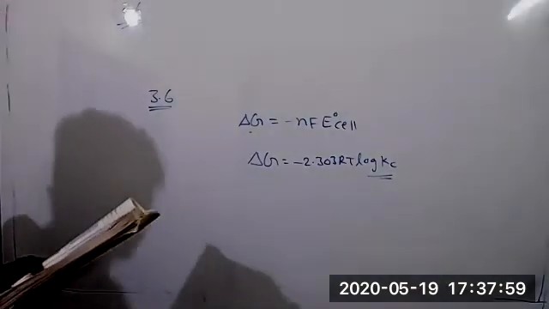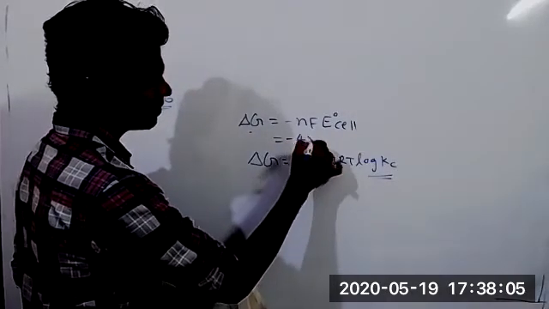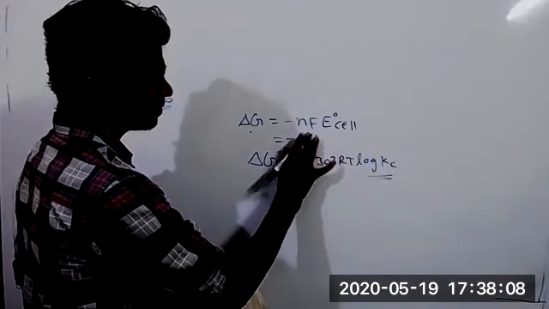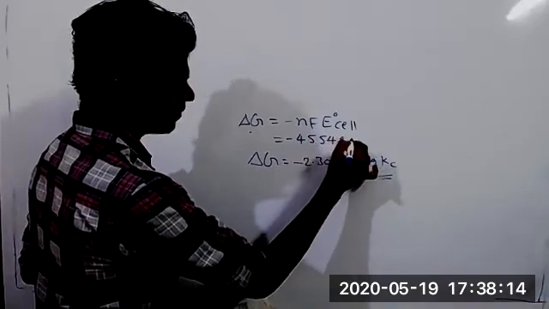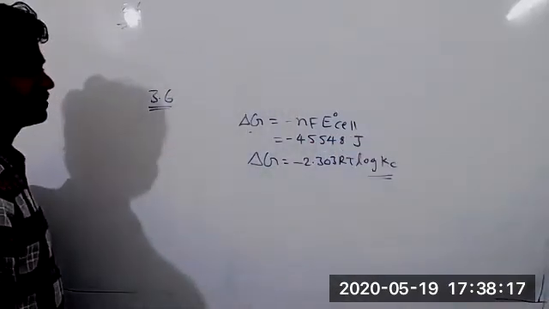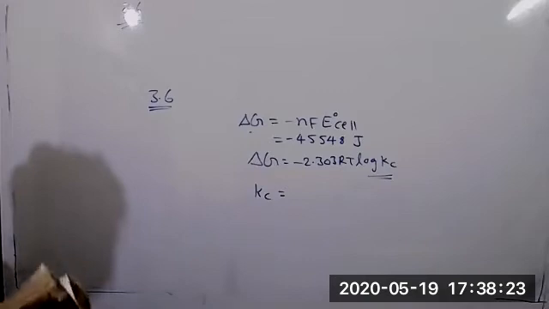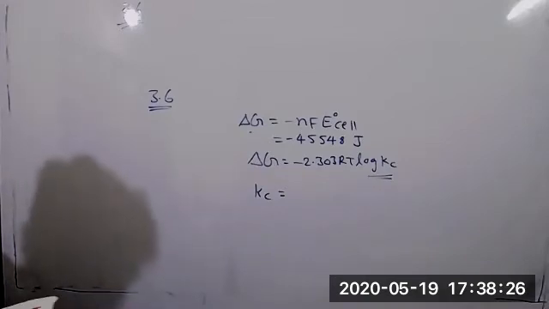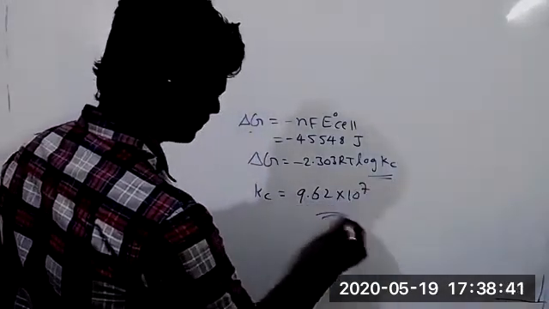So Gibbs free energy is minus 45,548 joules. Okay, give the Kc value. So log Kc is... It should come 9.62 into 10 power 7. This is Kc.